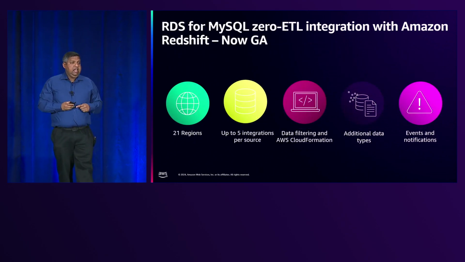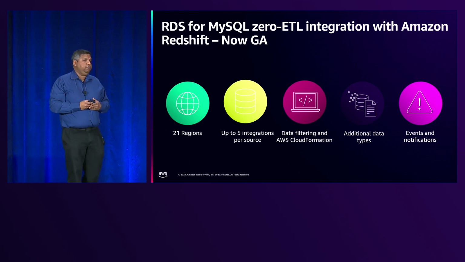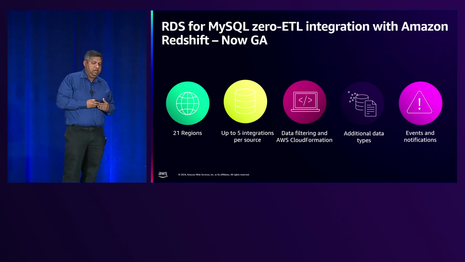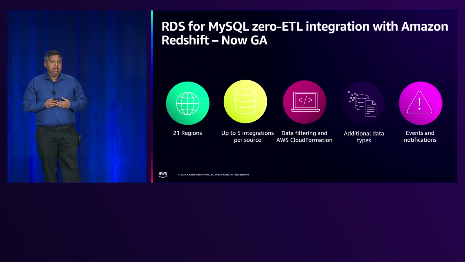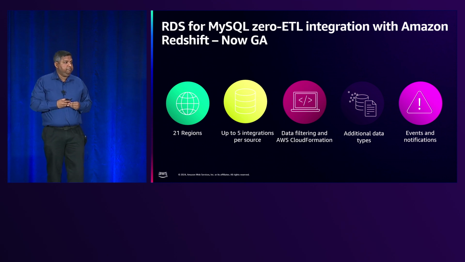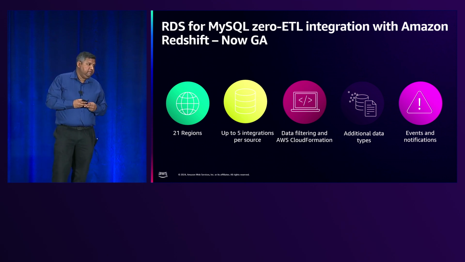Continuing on that, if you are using the pure open source versions like MySQL, the MySQL zero-ETL integration is also now GA. Similar thing, it is expanded to 21 regions as part of the original preview. Table filtering is now available with it, similar with CloudFormation. So we have expanded not only just for the Aurora engines, but we are also expanding it to RDS.